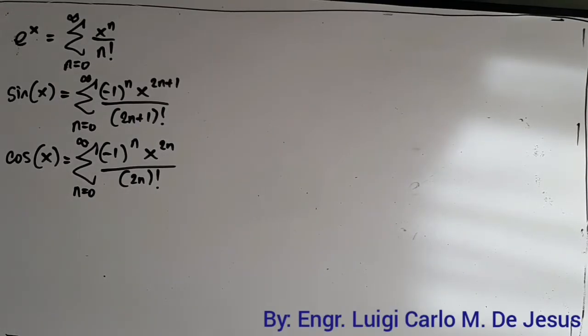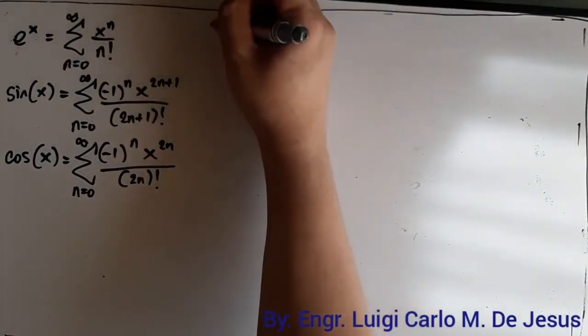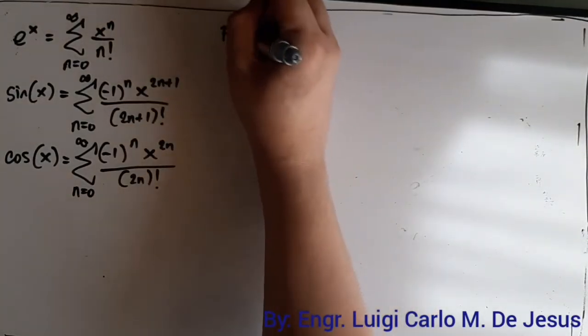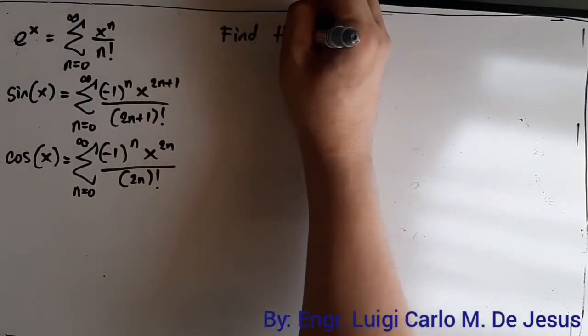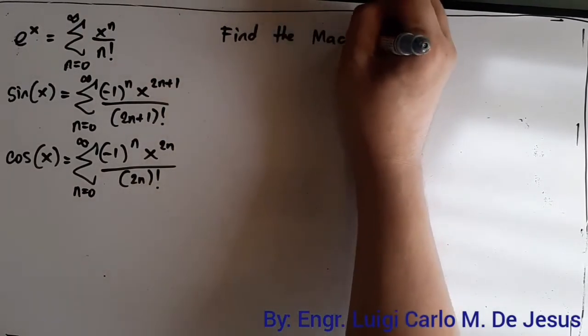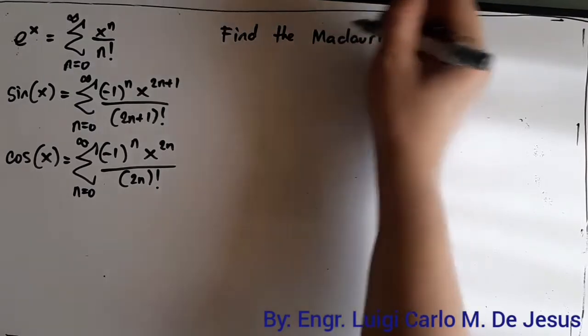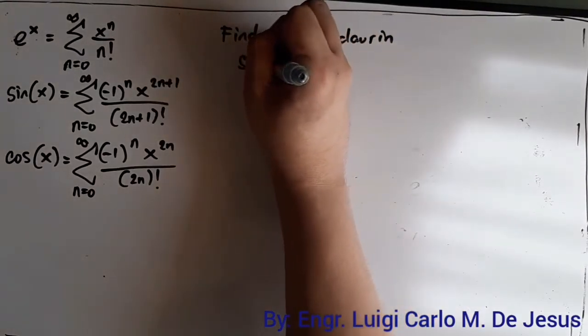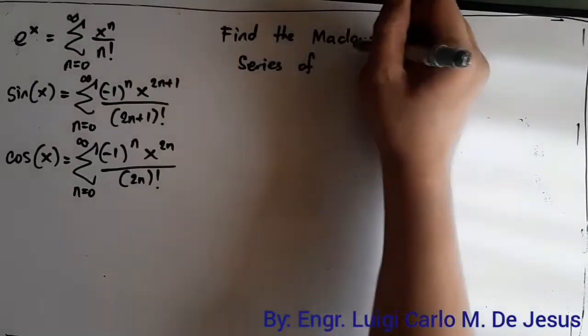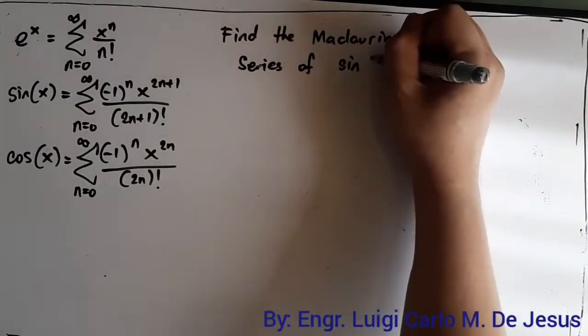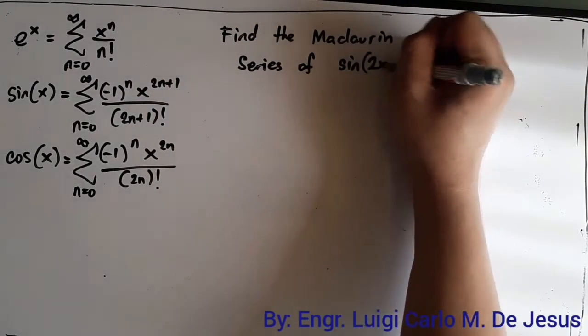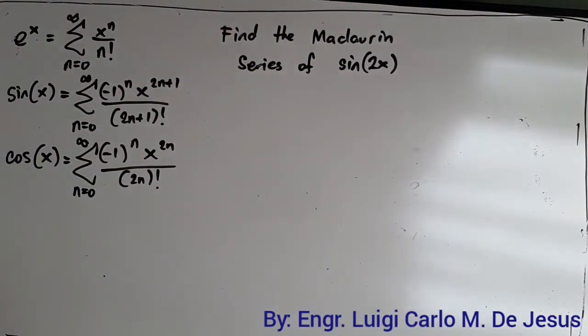Okay. Now let's try some examples of the Maclaurin series. For an instance, we are asked to find the Maclaurin series of sin 2x. Now, how do we find the Maclaurin series of the sine 2x?